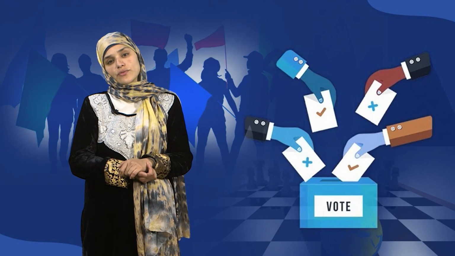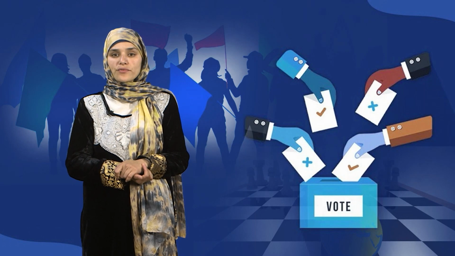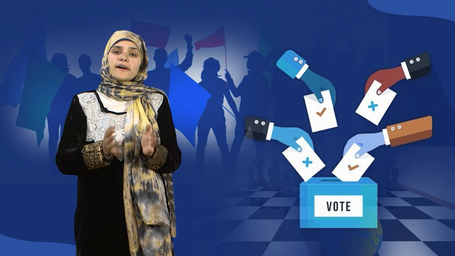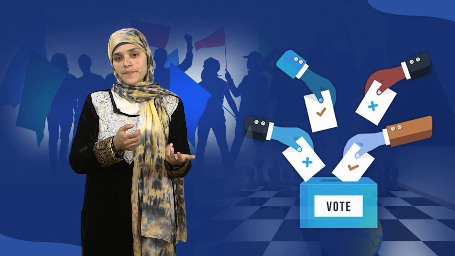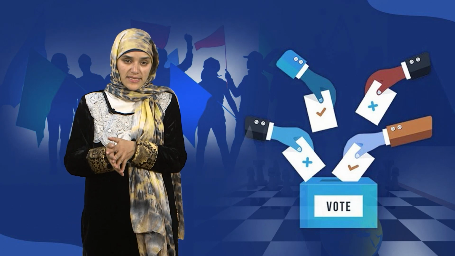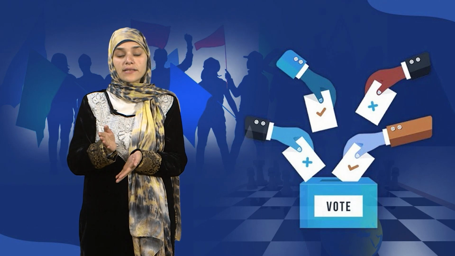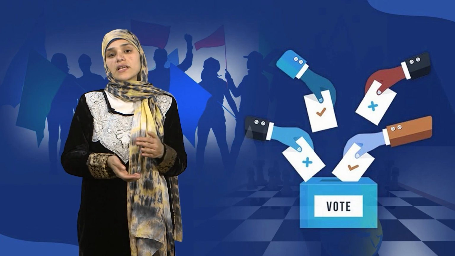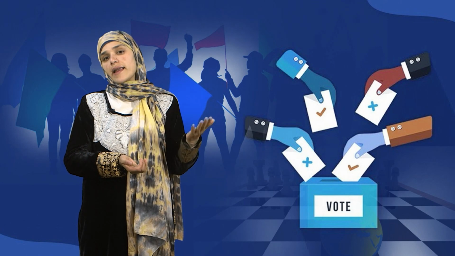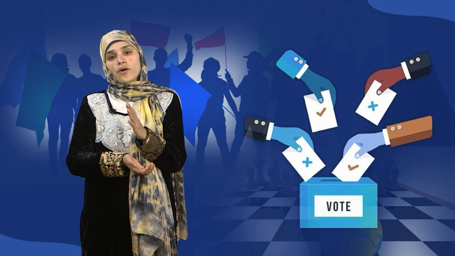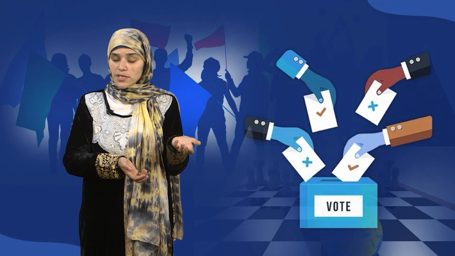Now, let's discuss the advantages and disadvantages of the first past the post system. Firstly, we will come to the advantages. The first past the post system, also known as the majority vote system, is an electoral system in which the candidate or party that receives the most votes in a constituency wins the election, regardless of whether they achieve an absolute majority or not. This system has advantages and disadvantages, which we are going to discuss.